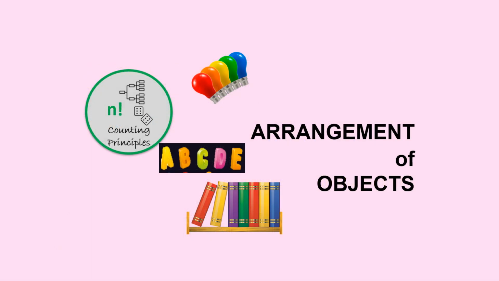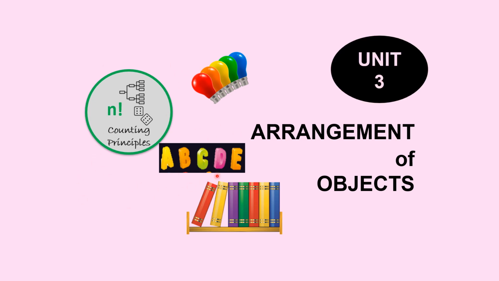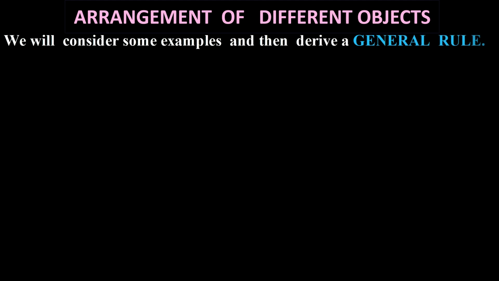Now we're going to look at counting arrangements of objects. We'll have a number of examples, and we'll have some rules to assist you as well. We'll look at one example, and then from these examples we'll be able to determine a general rule.